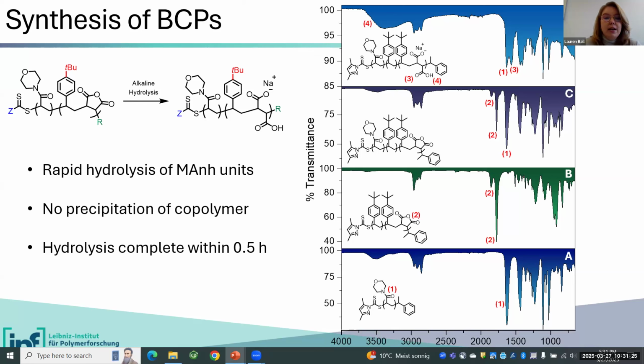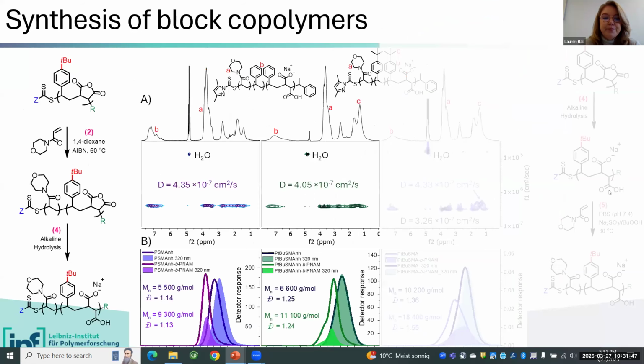In the case of block copolymers, the attachment of the permanently hydrophilic block actually prevents precipitation of the polymer, yielding good surface contact of the anhydride units with the alkaline media, resulting in a very rapid hydrolysis under quite mild conditions. Within half an hour, you have your fully hydrolyzed polymer, which you can then purify. And we just showed that you get complete hydrolysis with FTIR.